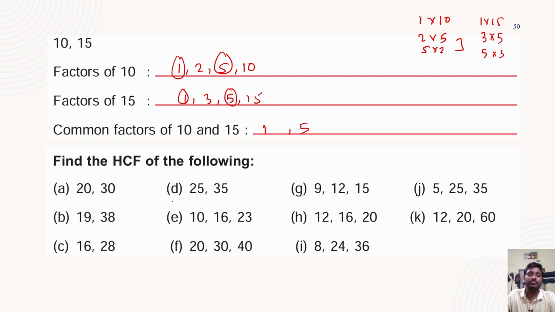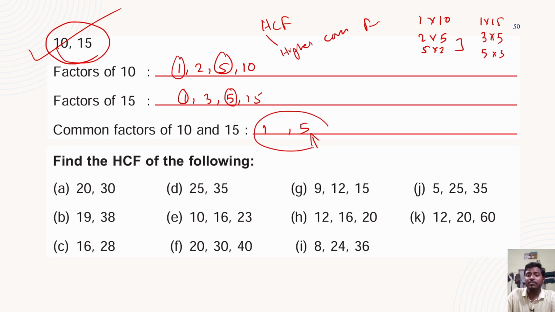Okay. Next. Find the HCF by using this method, that is the factor method. And how to find the HCF? The HCF full form is highest common factor. So tell me, for this 10 and 15, what is the HCF? The HCF is 5 because the highest common is 5. There are two common factors, one is 1 and another is 5. The highest is 5. So the answer is HCF equal to 5.